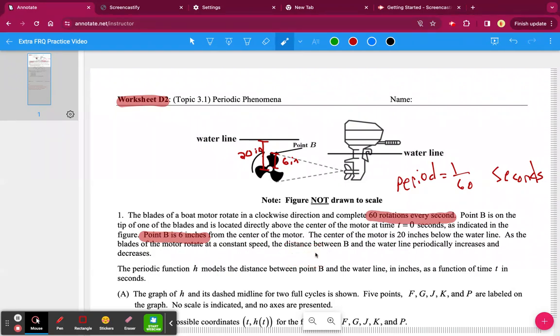So the distance from B and the water line. So at this point, how far am I from the water line? At this point, how far am I from the water line? And then at the bottom, how far am I from the water line?